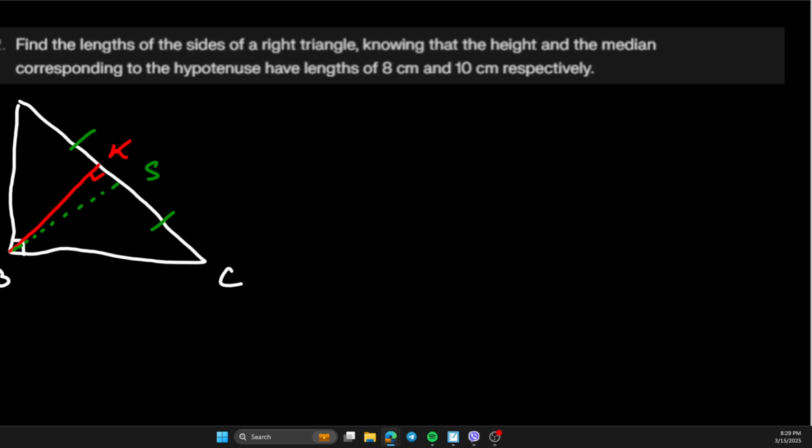Wait, what is it saying? That AK is 8 and KC is 10, or what? No, it's telling us that BK is 8 and BS is 10. So BS is 10 and BK is 8. Okay.